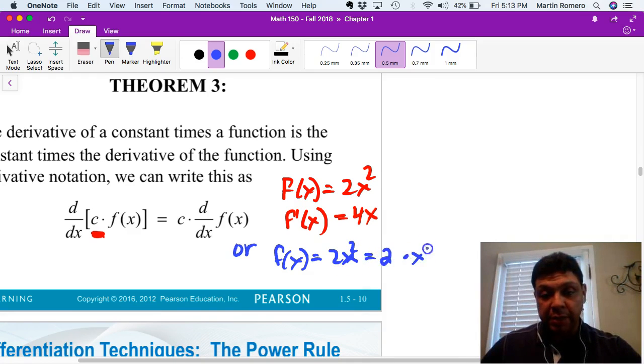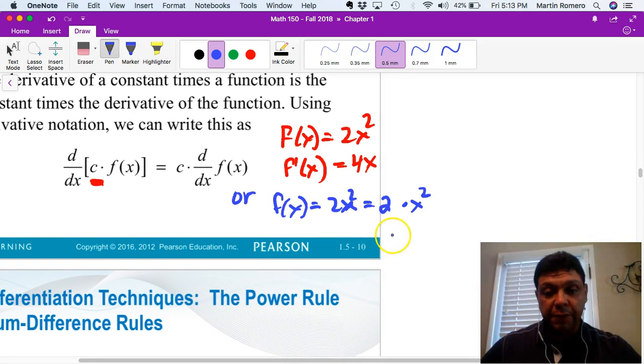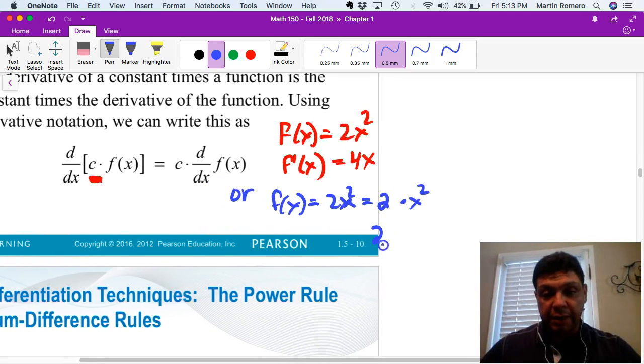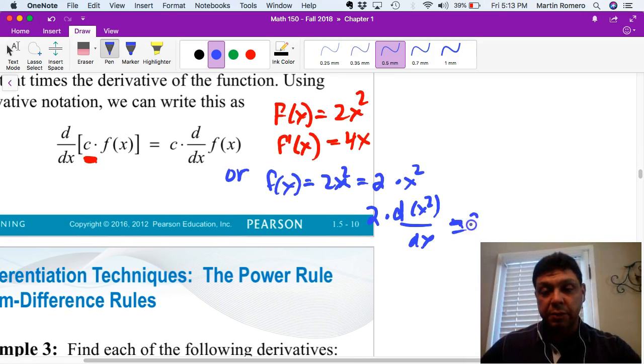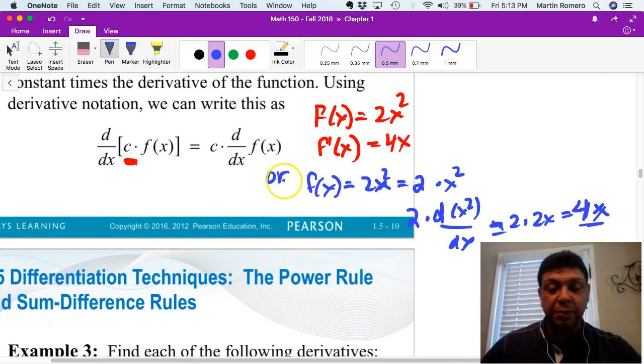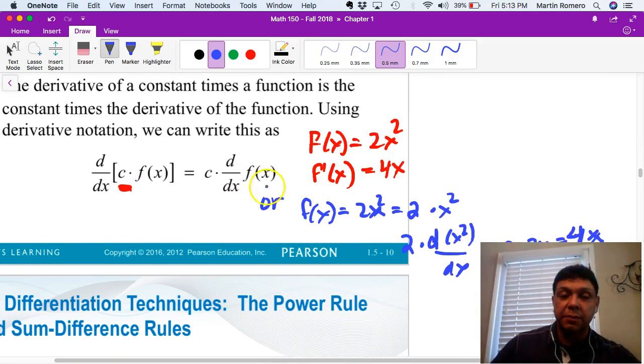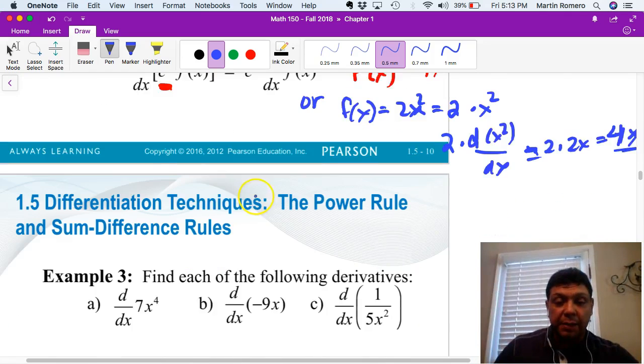Based on that, it's 2 times the derivative of x squared with respect to x. And so in this case, you get the same answer: 2 times 2x equals 4x. That's all it's saying, that this constant doesn't really change the result. You just use it to multiply. And so let's look at that.